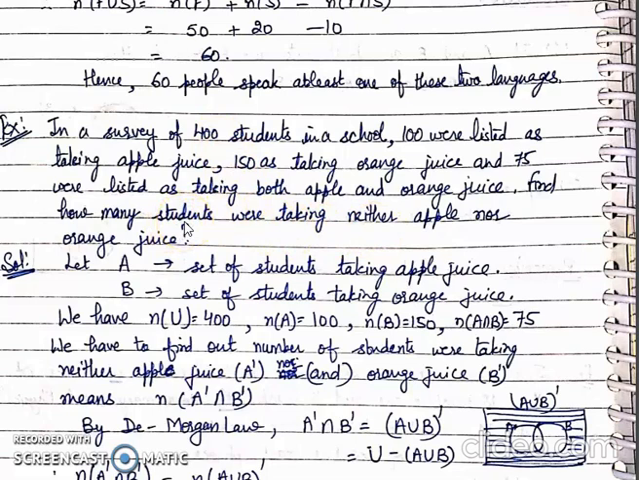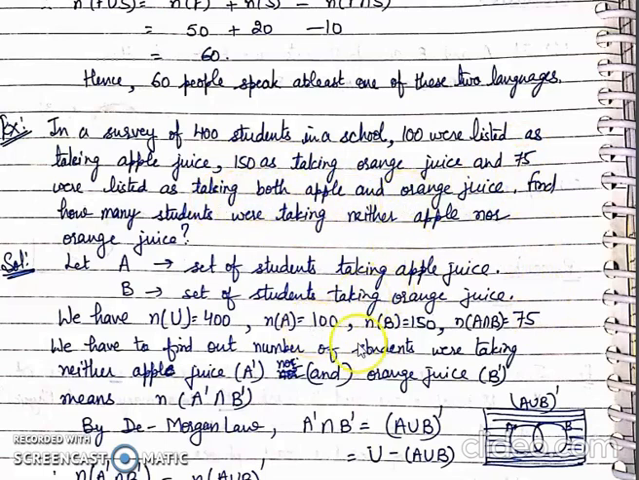Clear? If every student liked juice, then this 400 would be their union. But here some of the students did not like any juice, so 400 is the universal set, the number of elements in the universal set. The number of elements in A, apple juice, is 100. The number of elements in B, orange juice, is equal to 150. And n(A intersection B) is equal to 75, meaning those who like both juices.